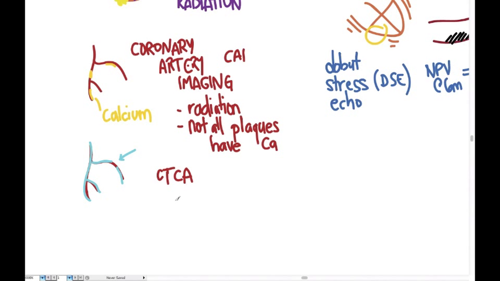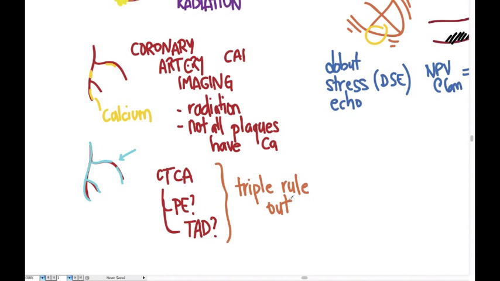The other allure of doing a CT was that it allows you to look at other things. So with the same CT, you could look for a pulmonary embolus and thoracic aortic dissection. And together this was called the triple rule-out. And people had high hopes for this. They figured I could just do one CAT scan. I could look at the coronary arteries and rule out acute coronary syndrome. I could look for a clot in the pulmonary vasculature and rule out a PE. And I can also look for thoracic aortic dissection.